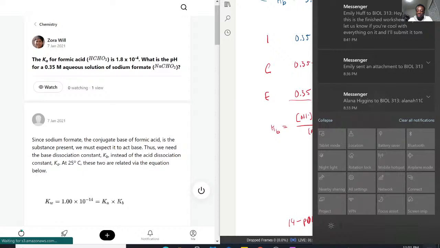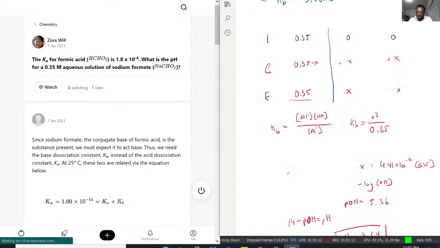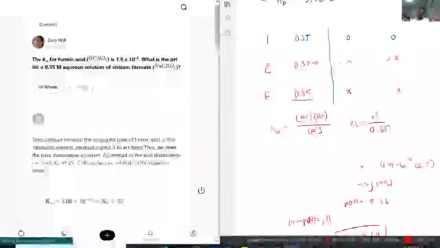Don't know why this one disappeared. There we go. We were then able to properly get the concentration of the OH minus, find the pOH, but then remember the question asked for the pH, which is why we then converted back.